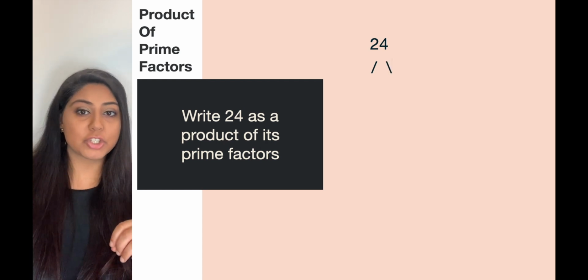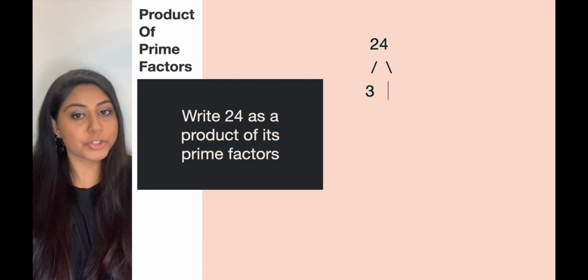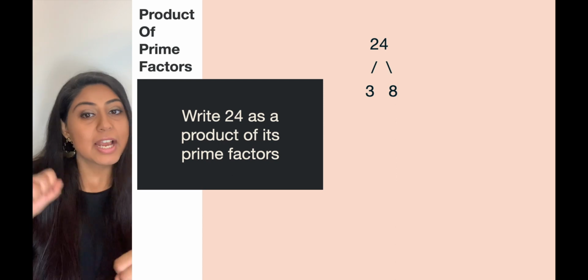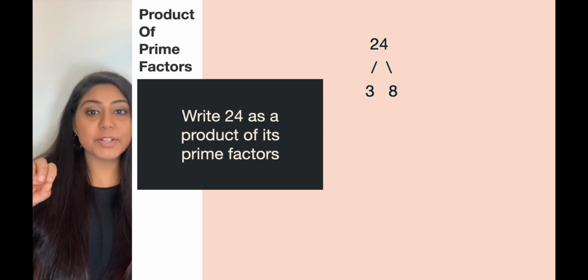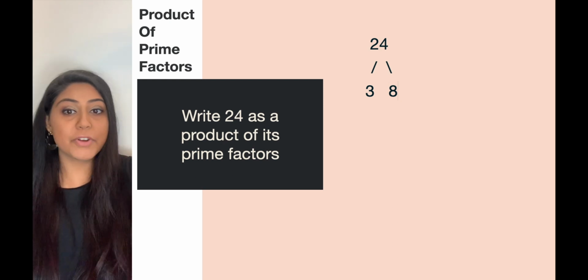So I can use 2 and 12, 6 and 4, 3 and 8. And in this case, I'm going to pick 3 and 8. So we've got two branches coming out from 24 for 3 and 8, because 3 times 8 is 24. Now because 3 is a prime number, I don't need to do anything with that. That branch of that part of the tree has ended. Now I'm focusing on the number 8.